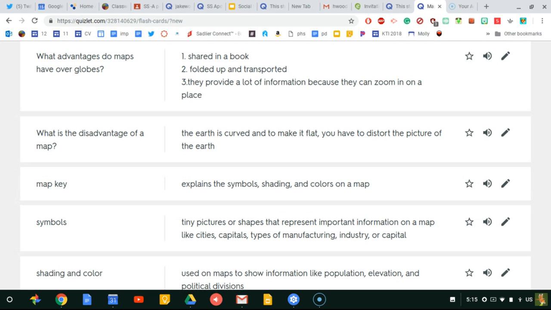Now, what are the disadvantages of a map? The earth is curved, and in order to make it flat, you have to distort the pictures of the earth. You actually explained that to me, so I think you'll be able to get that one okay.